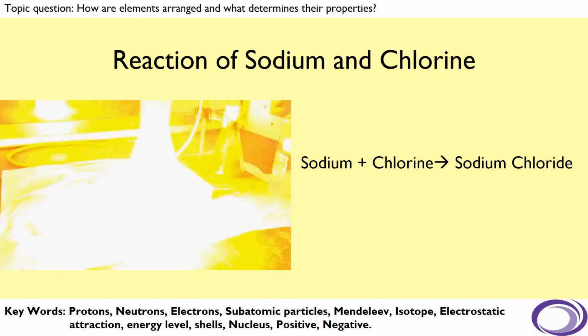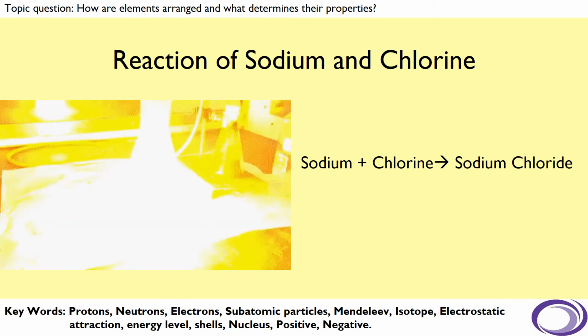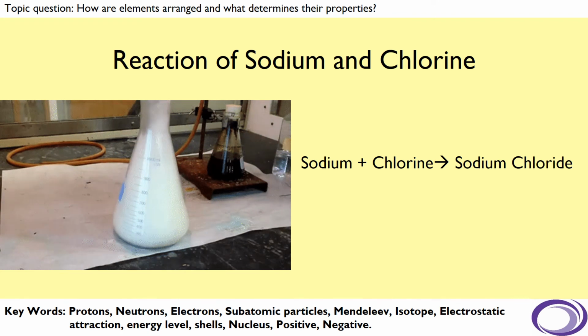So as you can see here, quite a bright flame when you place heated sodium into chlorine gas, and the flame is yellow, and that is characteristic for sodium. So if you are asked what you would see: a yellow flame.